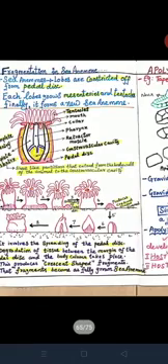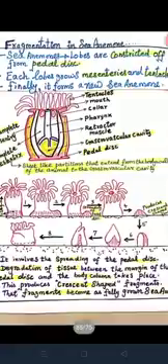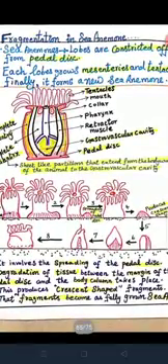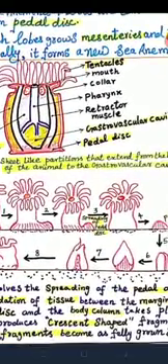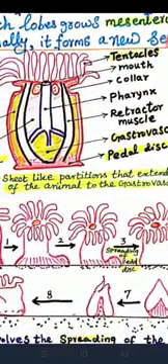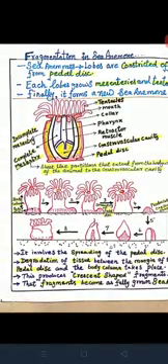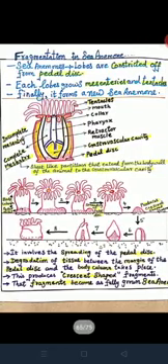Lobes of the sea anemone get constricted off from the pedal disc. See the picture, right? Lobes are constricted off from the pedal disc. Each lobe grows mesenteries. As we already know, mesenteries are partitions. Then it grows tentacles. Finally, it forms a new individual. Right? This is the content present in your textbook.